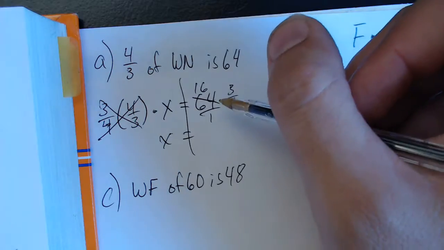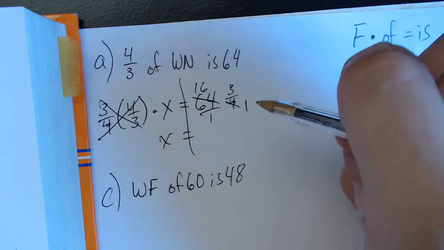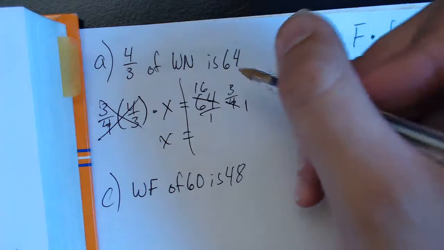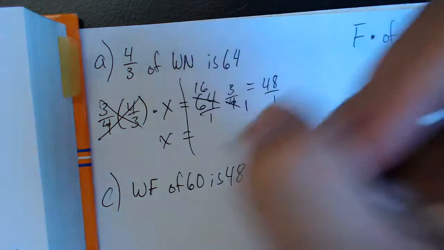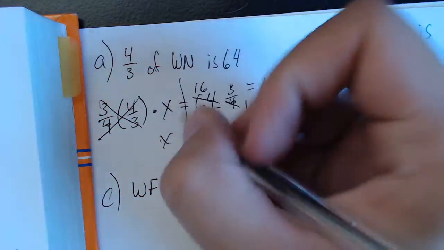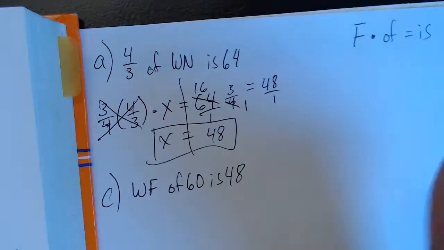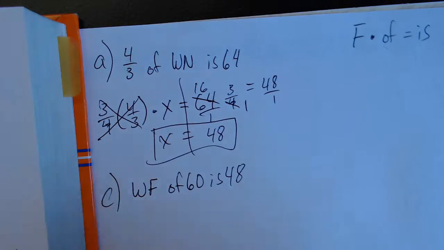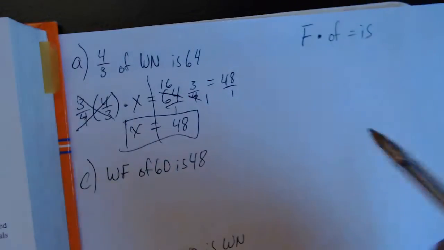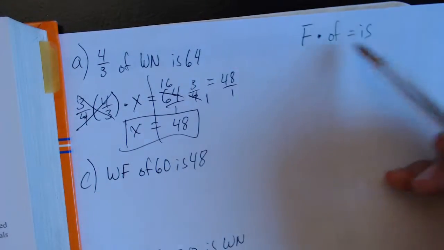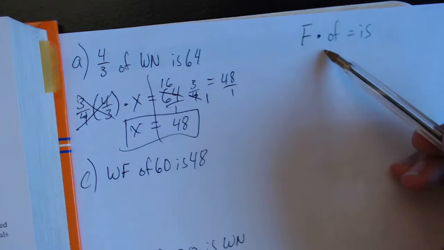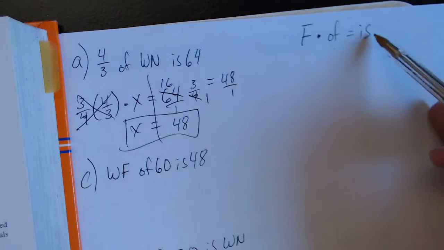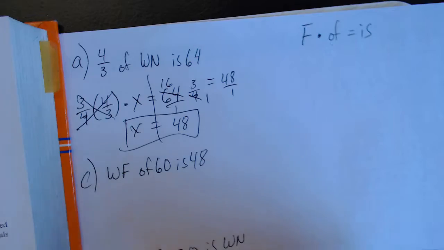Let's see here. 3 times 10 is 30. 3 times 6 is 18. So we take 30 plus 18. That's going to equal 48 over 1, or x equals just 48. So, to solve these problems, you have to memorize this equation. You cannot solve these if you do not memorize this equation. So you have to memorize fraction times of equals is. Fraction times of equals is. And then you can plug in the missing parts.